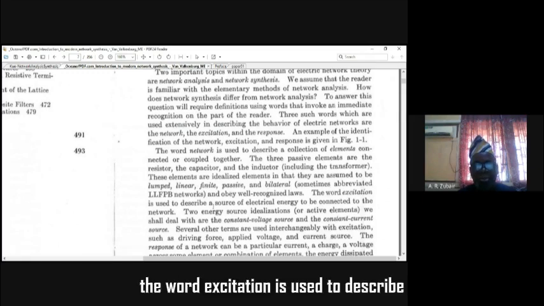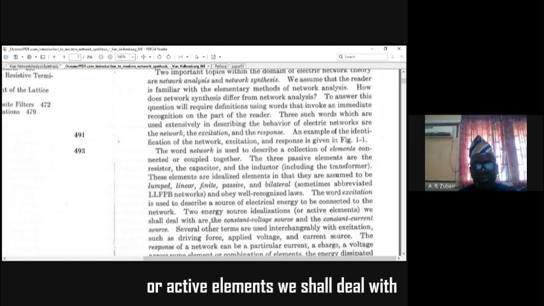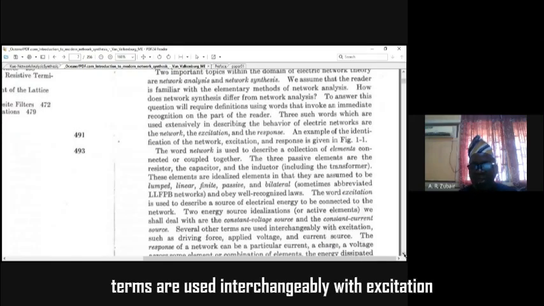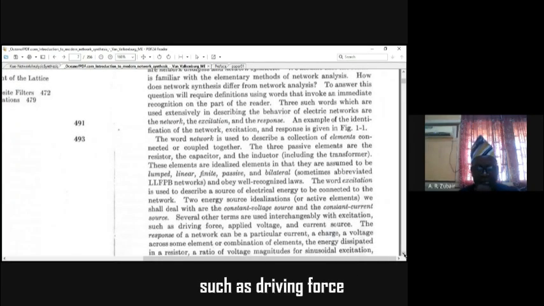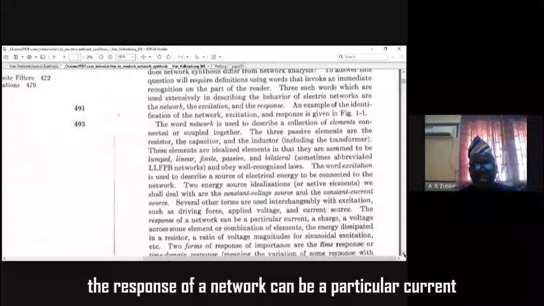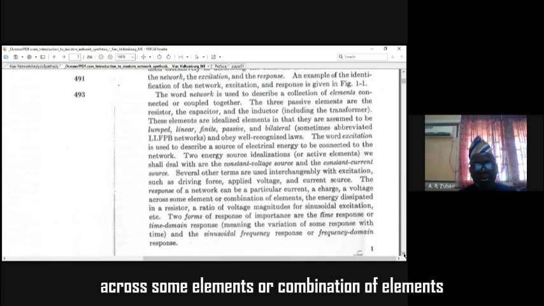The word excitation is used to describe a source of electrical energy to be connected to the network. Two energy source idealizations or active elements we shall deal with are the constant voltage source and the constant current source. Several other terms are used interchangeably with excitation, such as driving force, applied voltage, current source. The response of a network can be a particular current, a charge, a voltage across some element, or combination of elements.